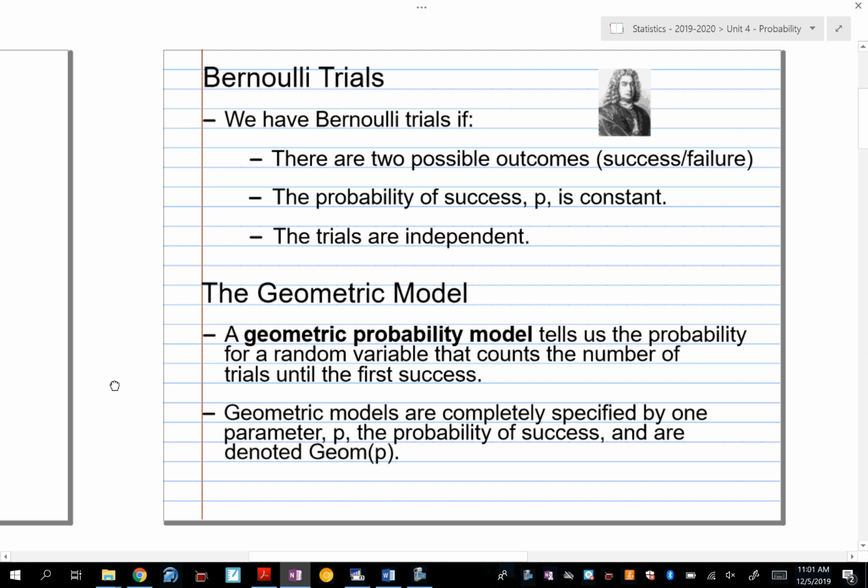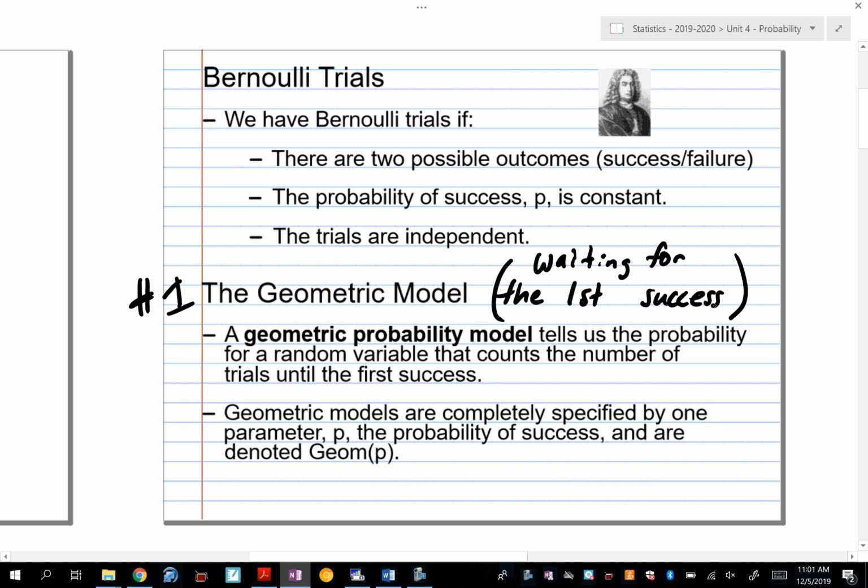Now, there are two types of Bernoulli trials that we're going to focus on. Number one is the geometric model. I want you to write next to the geometric model, in parentheses, waiting for the first success. So when I say geometric, you think waiting for the first success. If you see that happening, that should tell your brain, oh, this is an example of a geometric model.